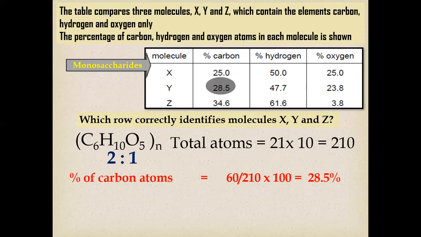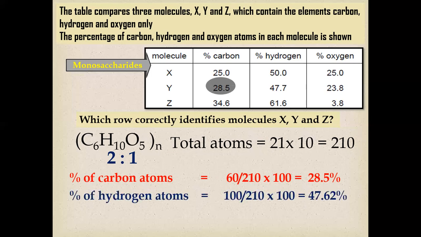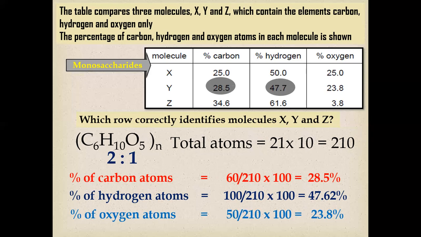and it's going to match with Y's first value. We're going to check the second value according to this formula, and that will give us 47.62, and this value is around 47.7. Now we're going to check the third value, of oxygen. 10 multiplied by 5 gives us 50 atoms of oxygen in 10 units, divided by the total atoms 210, multiplied by 100. This will give us the value 23.8%, and it matches this value.